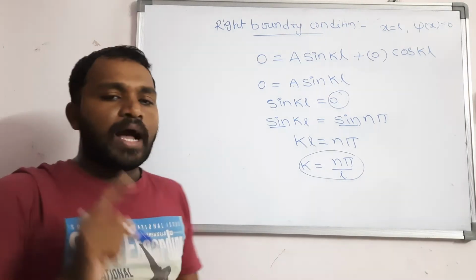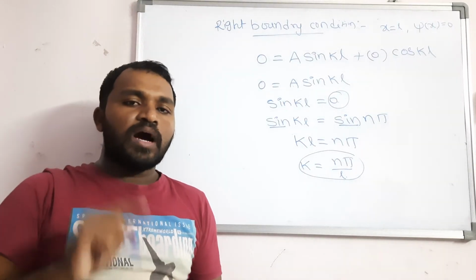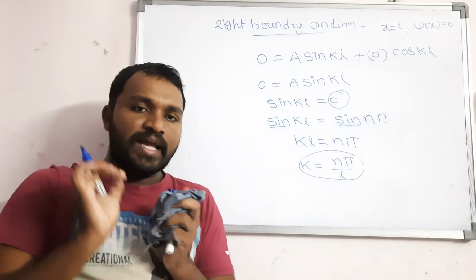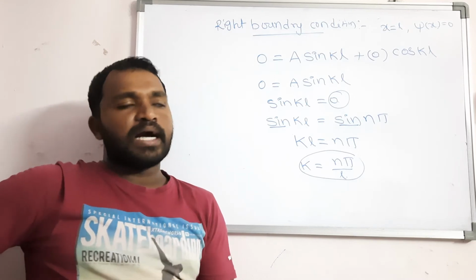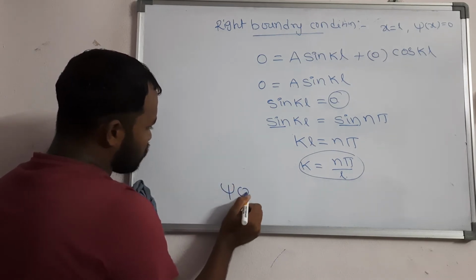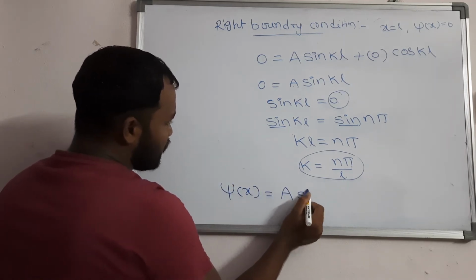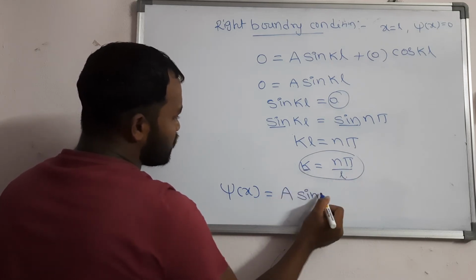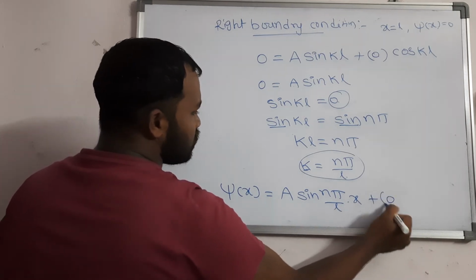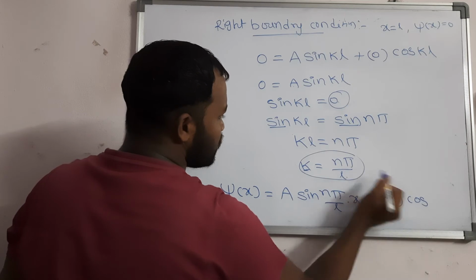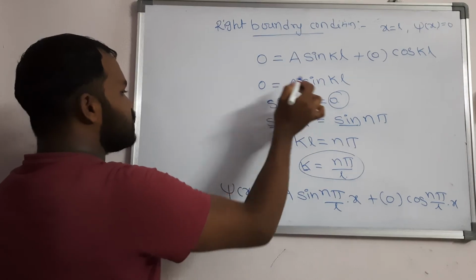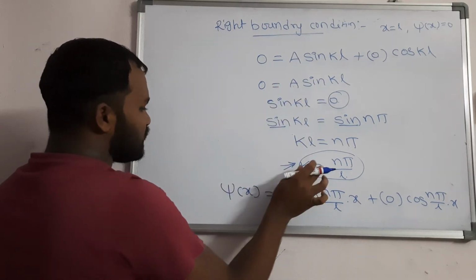Now what should I do? I got the b value, I got the k value. Now I should substitute those values in equation number 2. What is equation number 2? Psi of x is equal to a sin kx plus b cos kx, right? So now I will substitute in equation 2. Psi of x is equal to a into sin of k value, n pi by l into x, plus b, which is 0, into cos of n pi by l into x. Simple, nothing more to do. I substitute the value of b and the value of k in equation number 2.